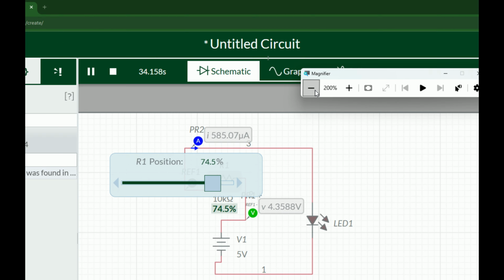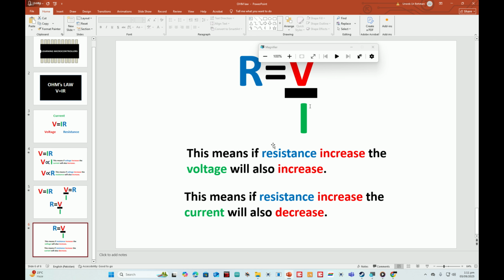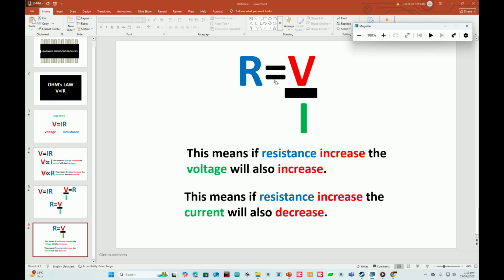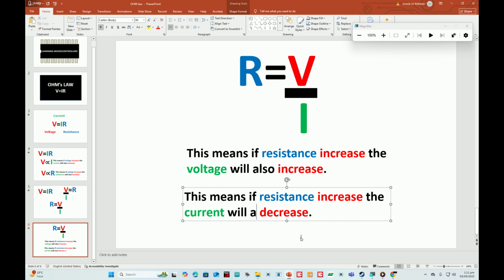Now if we go back to our simulation, there you can see that R is equal to V over I. This means if resistance increases, the voltage will also increase. And if resistance increases, the current will decrease. So guys, this is it. This is how I wanted to show you how Ohm's law works.